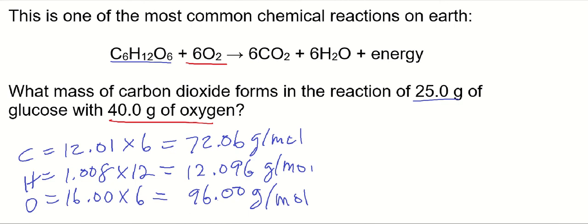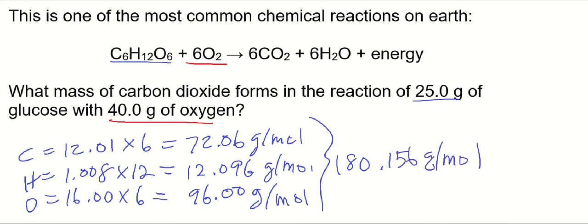Right, yep, so there's glucose. Let's add them up. Molar mass of glucose is 180.156 grams per mole. All right, let's do the same thing for oxygen. Oxygen is just O2. Molar mass is just 32.00 grams per mole because oxygen is 16 and times 2 is 32. All right, so we got those out of the way.